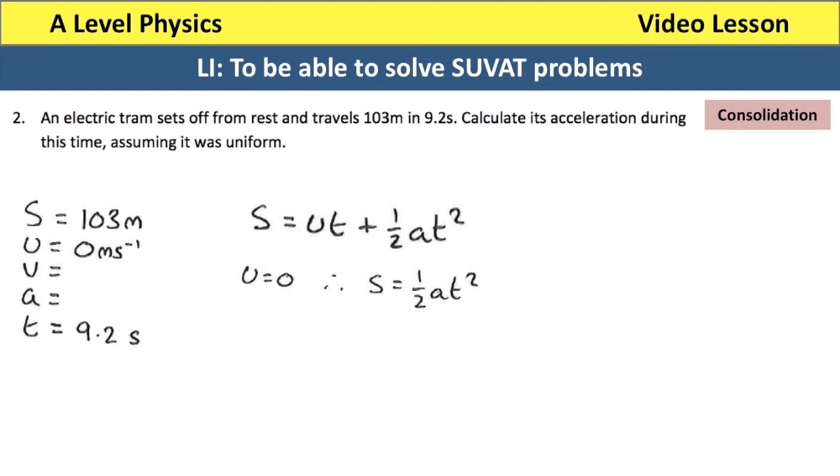Now we just need to rearrange this for the acceleration. So we will multiply by 2 to get 2 times S, and then I will divide by T squared. So that gives me A is equal to 2 times S divided by T squared. When we put the numbers in, we will do 2 multiplied by 103 and then divide that by 9.2 squared, which gives the answer of 2.4 metres per second squared.